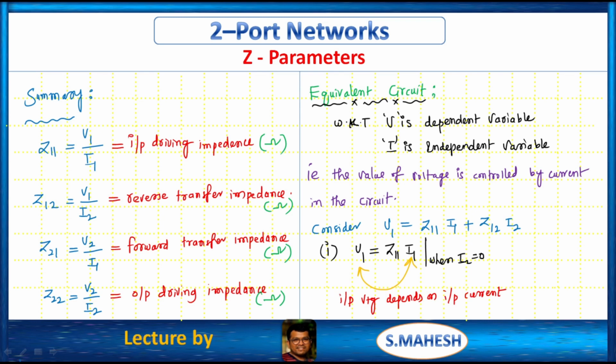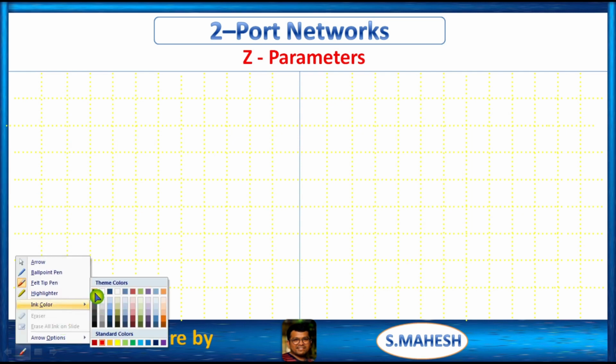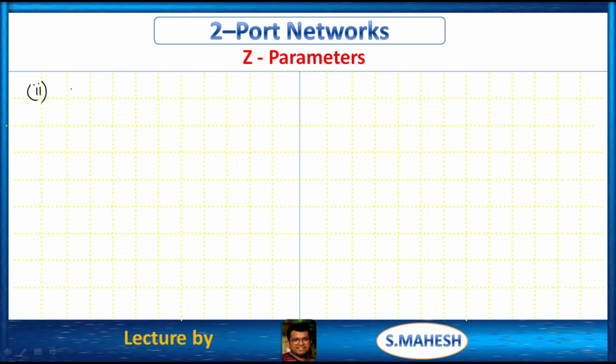All of you listen carefully, this is very important. How can we get the equivalent circuit? This is the perfect explanation for that. From this first equation, when the output terminal is open circuited, input voltage depends on input current only, right? Now we have to consider the second case. When I1 is equal to 0, V1 is equal to Z12 I2. That is the second. V1 is equal to Z12 I2 when I1 is equal to 0.